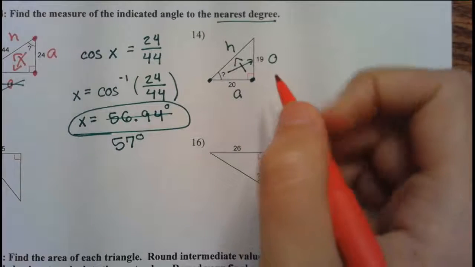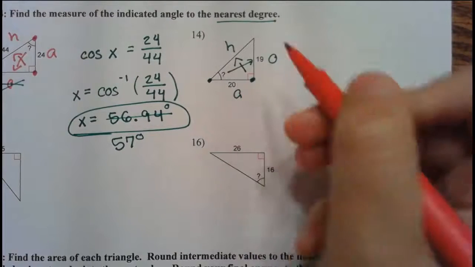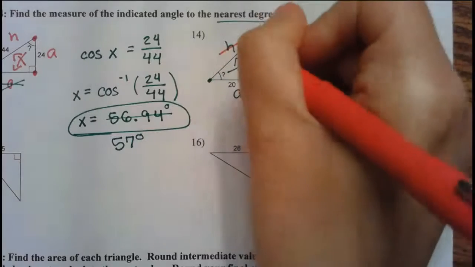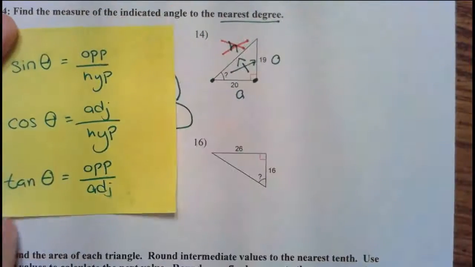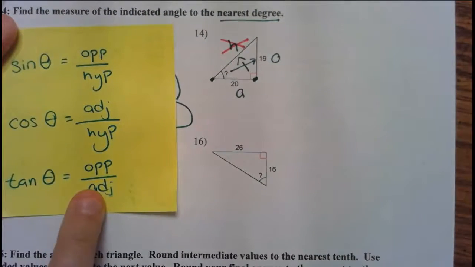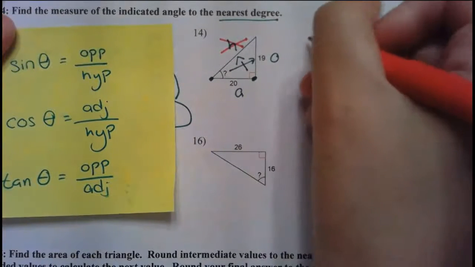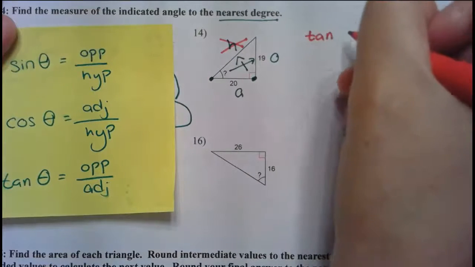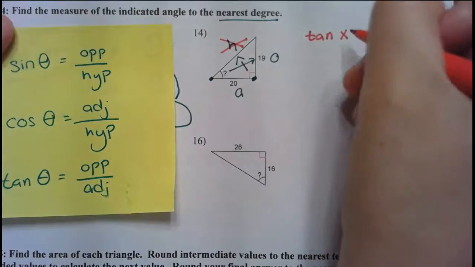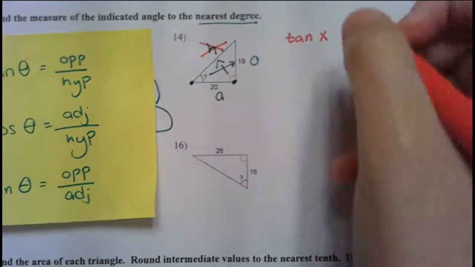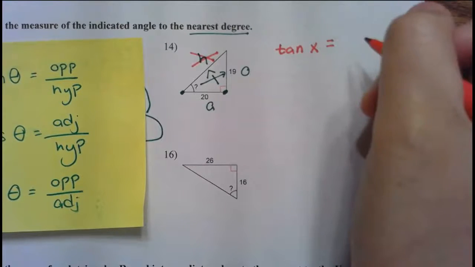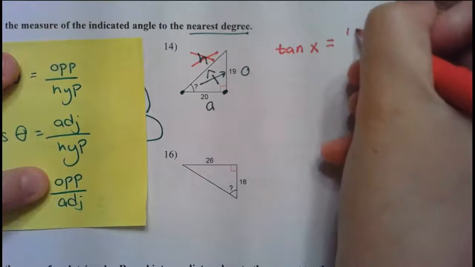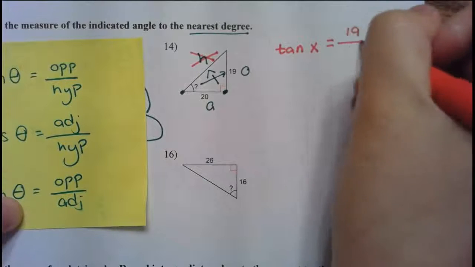Go through and mark out the one that doesn't have anything. So A has 20, O has 19. So I want the one that has opposite and adjacent. Tangent has opposite and adjacent, so I know that I'm using tangent. Now you can use theta, or like I said before, we can just call it x. So opposite is 19, on top of adjacent is 20.